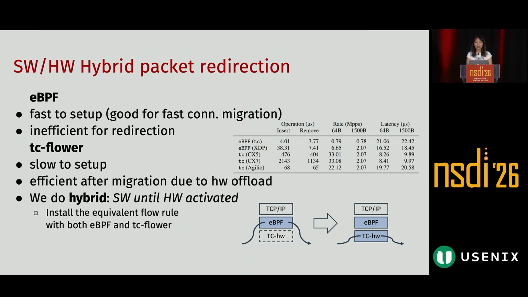Therefore, we propose a software-hardware hybrid approach. We install the packet redirection rule in both eBPF and TC hardware. As shown on the left, eBPF starts operating immediately, and eventually, once the hardware rule with TC Flower becomes active, all the packets will just be redirected by the NIC without going up to eBPF.